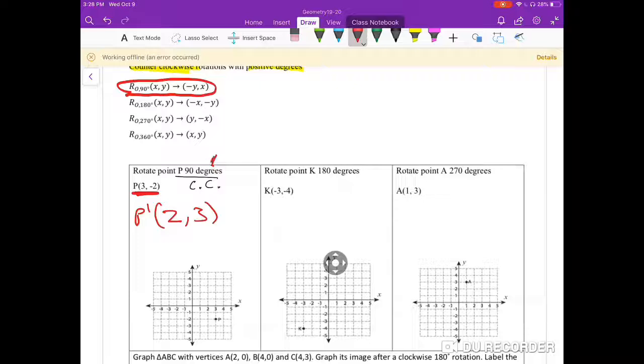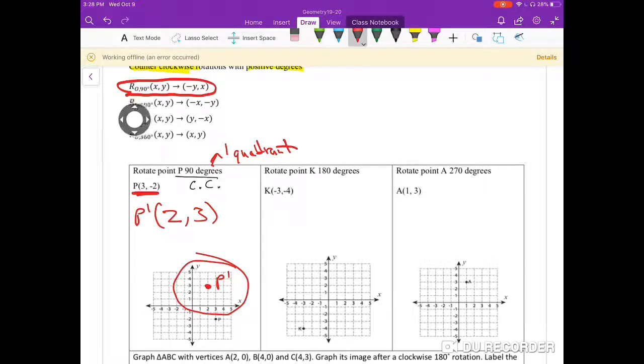Now you can also think about a rotation of 90 degrees as moving one quadrant. If I start here at P prime, I'm going to move one quadrant, so that means I should wind up somewhere in this quadrant, which I do, because if I plot the point (2, 3), here's P prime.